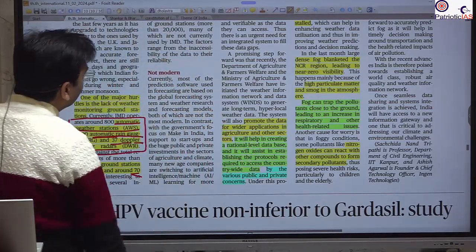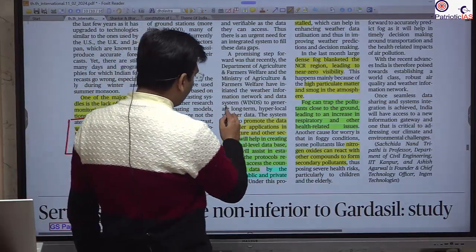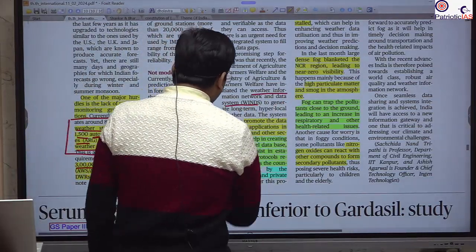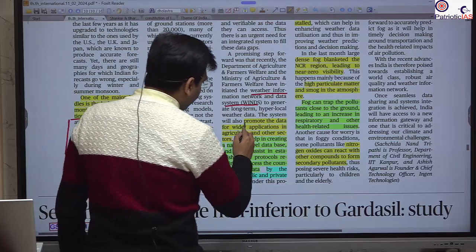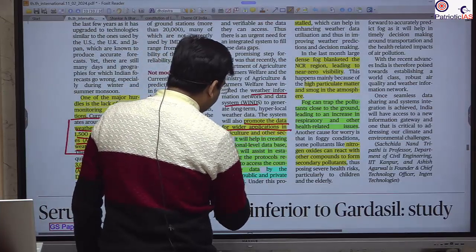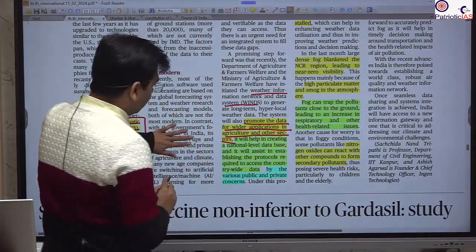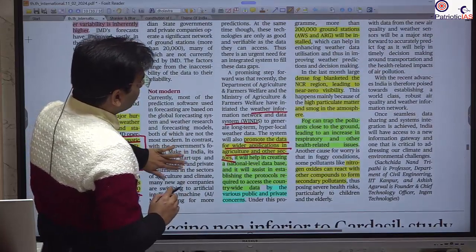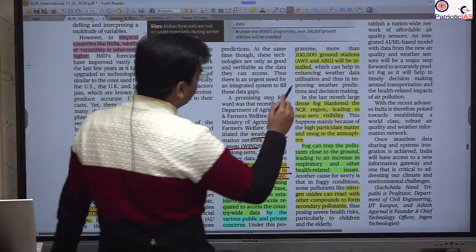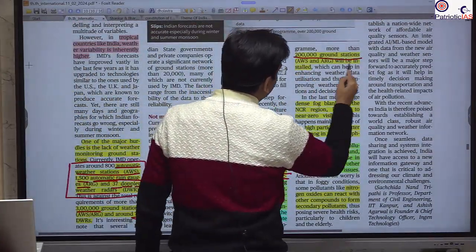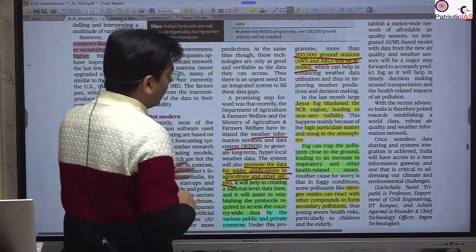What we are going to do under this program, WIND, is promote the data for wider application in agriculture and other sectors. Okay. So what are the things we will do? We will try to bring 2 lakh ground stations. Okay, they will be installed.